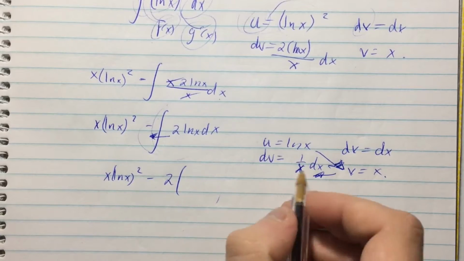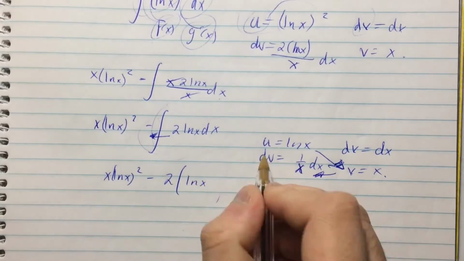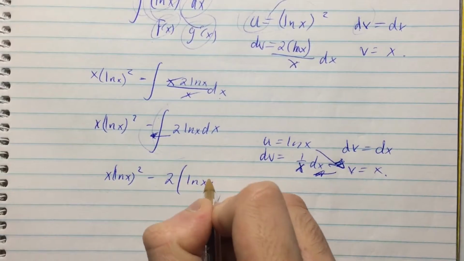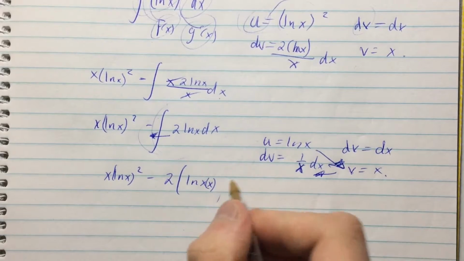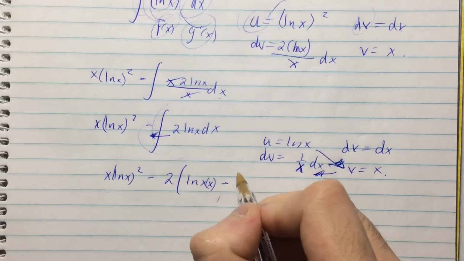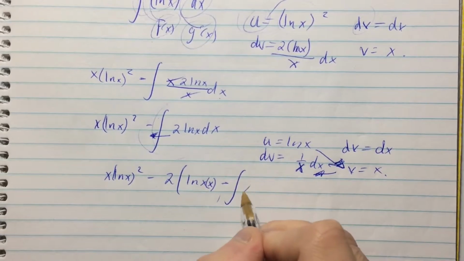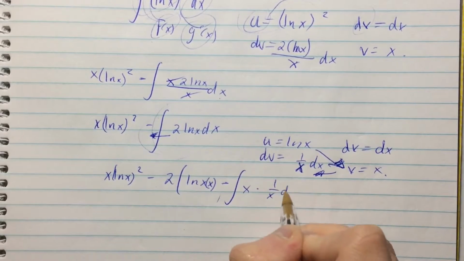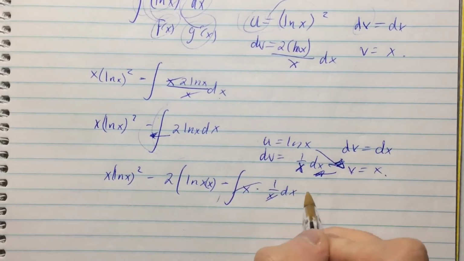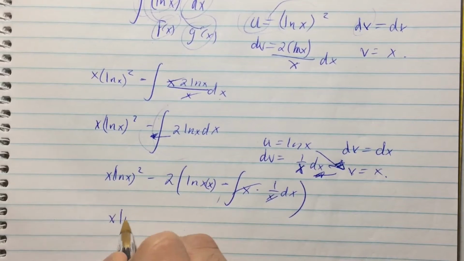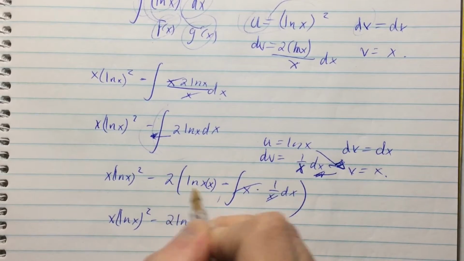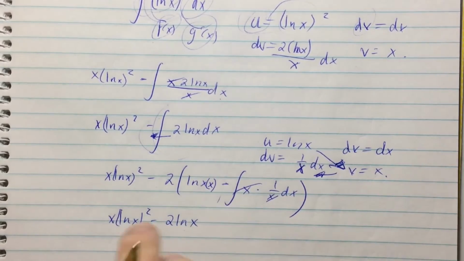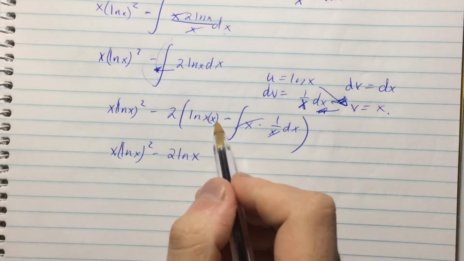So uv, so x ln of x, I'll put it in brackets, minus the integral of v du, which is this x times 1 over x dx. Cancel. So now it's x ln of x all squared minus 2 ln of x. So I'm expanding it out already. So minus 2 ln of x.